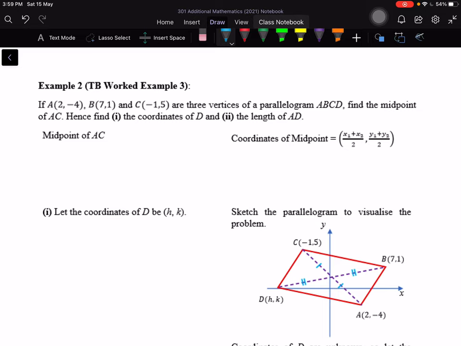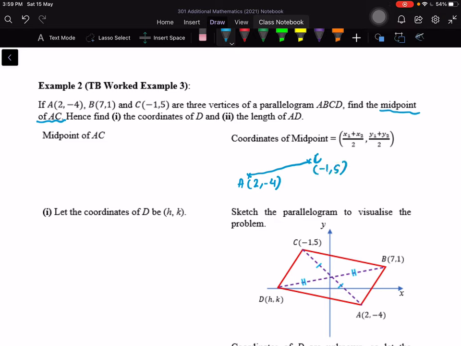First, find the midpoint of AC. So A, C over here. Now what we want to do is to find the midpoint. For A, we have (2, -4). For C, we have (-1, 5).